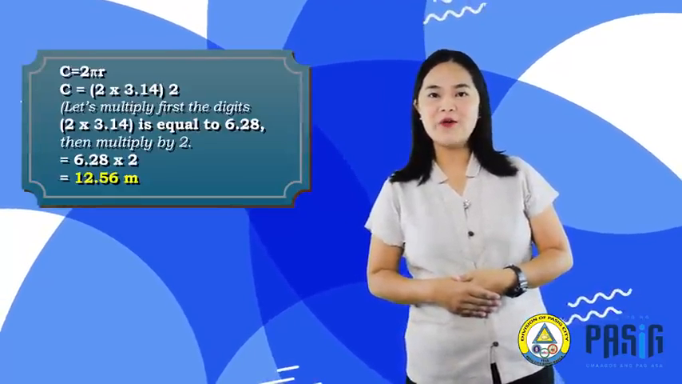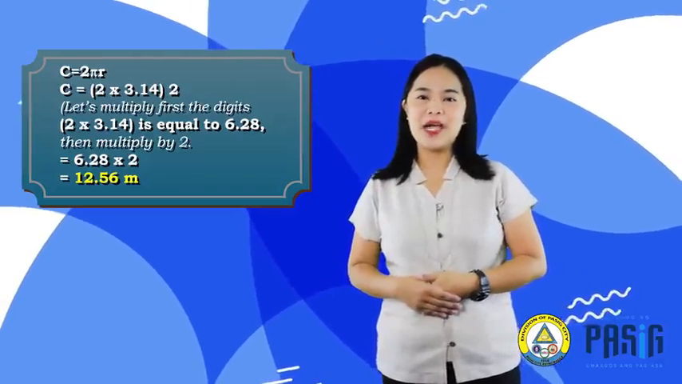What if radius is given? Use this formula. Circumference equals 2 pi times radius. Remember, children, that radius is a half of a diameter. Since we have 4 meters as diameter, half of it is 2 meters. So, the given radius is 2 meters. Now, let's solve.